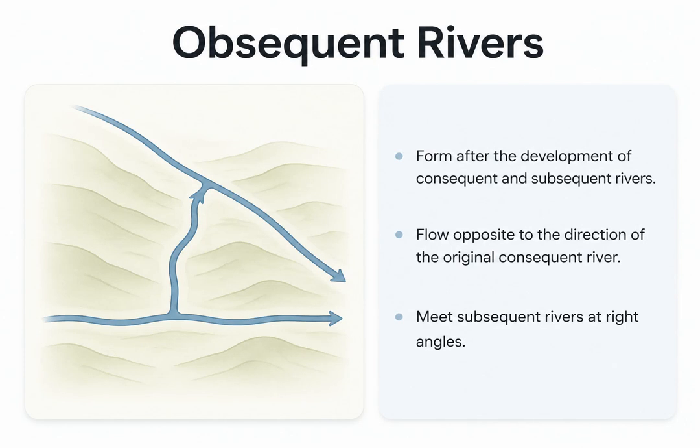Once consequent and subsequent rivers have carved out their valleys, a third type can emerge, obsequent rivers. These streams flow in the exact opposite direction of the original consequent rivers' flow. They typically flow down the newly formed slopes of the river valleys and join the subsequent rivers at right angles.